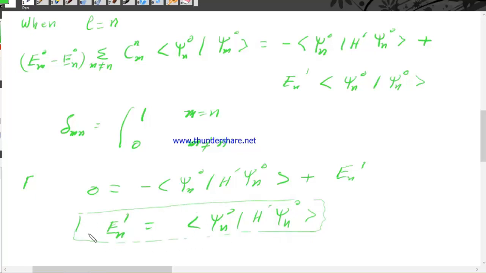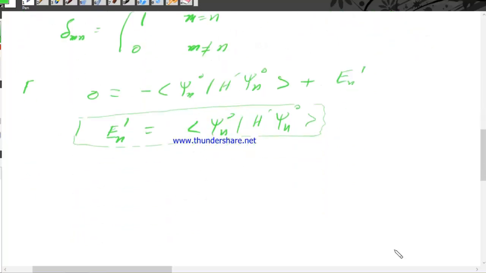This is the first order energy correction, and this is simply the expectation value. This is the expectation value of the unperturbed state. This ψ⁰ is the unperturbed state. It is simply the expectation value of the first order energy correction in the unperturbed state.